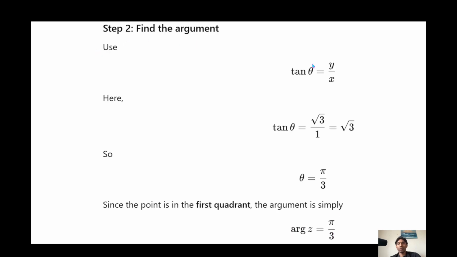Now find the argument. We have to use tan theta because we have opposite and adjacent. Tan theta is equal to y over x. Here tan theta is equal to square root 3 divided by 1, which is square root 3. We then do theta is equal to tan to the power minus 1 of square root 3, which gives theta is equal to pi over 3, which is equal to 60 degrees. Since the point is in the first quadrant, the argument of z is simply pi over 3.